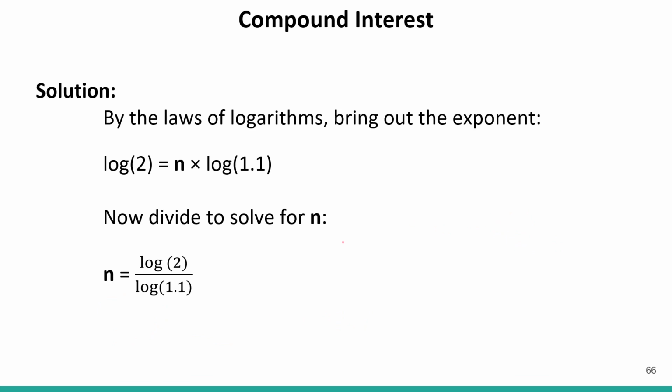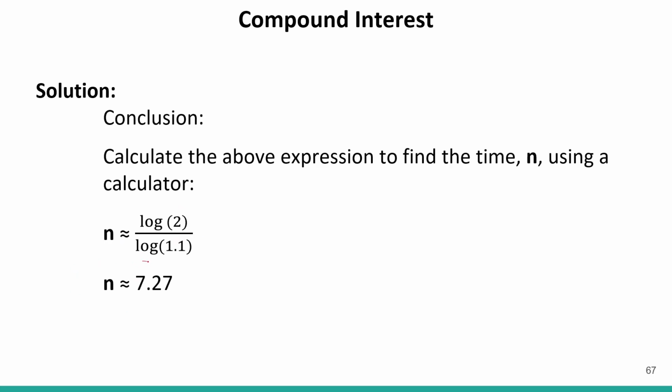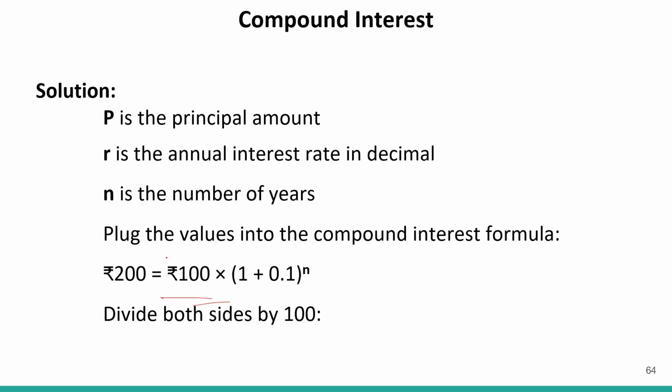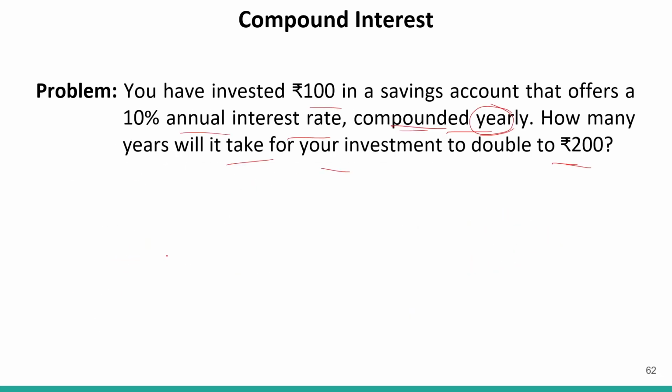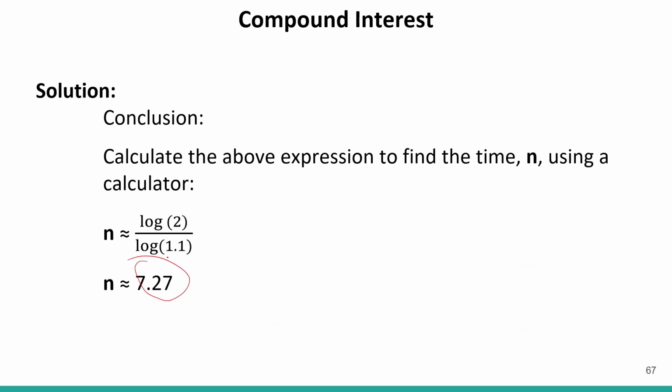Solving this, we can evaluate N is equal to log 2 by log 1.1, which is nearly equal to 7.27. So the time period it will take for the money to be doubled is 7.27 years.